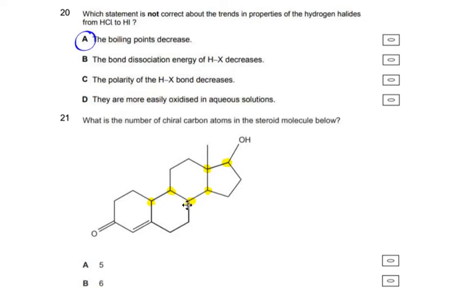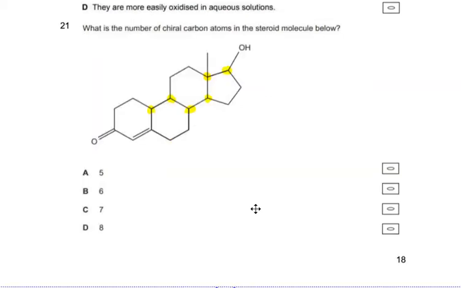The boiling point increases because more energy has to be put in to overcome the stronger van der Waals forces between the molecules. The last question asks about the number of chiral carbons in the structure. A chiral carbon is a carbon that is attached to 4 different atoms or groups.